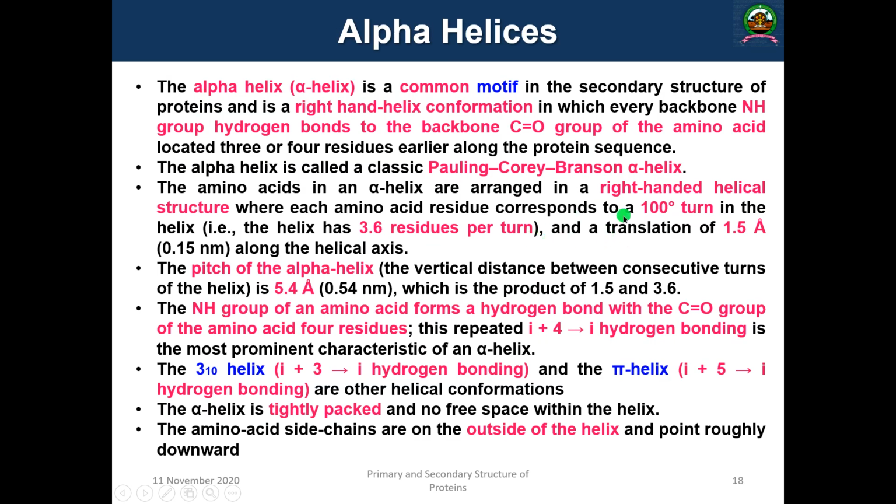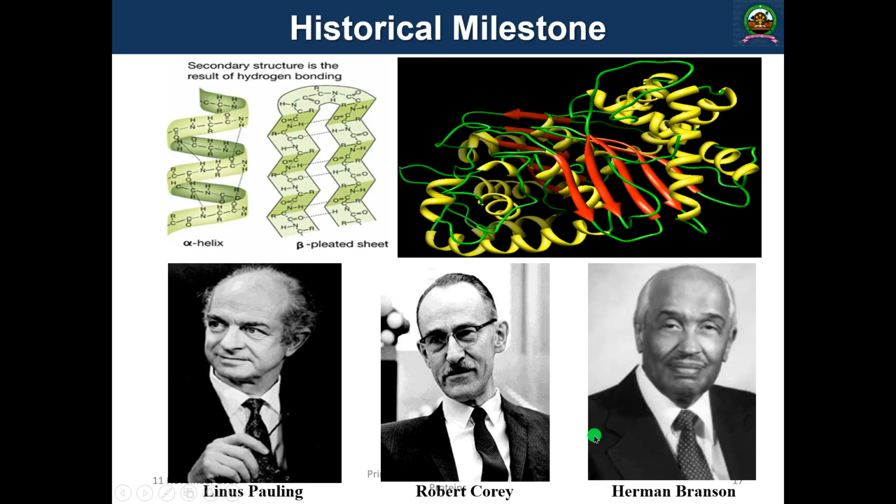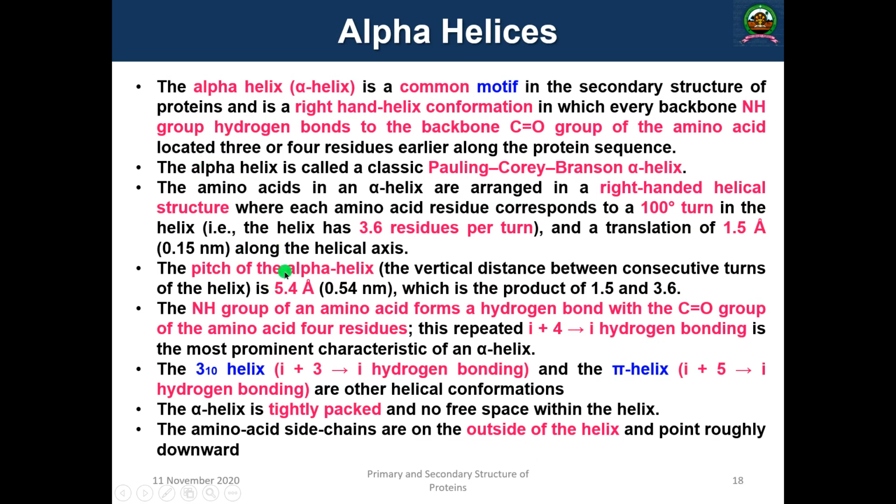And the translation is 1.5 angstrom or 0.15 nanometer along the helical axis. The pitch of the helix, that means the vertical distance between consecutive turns, is 5.4 angstrom or 0.54 nanometer, which is the product of 1.5 and 3.6. If you multiply 1.5 with 3.6, you will get this.